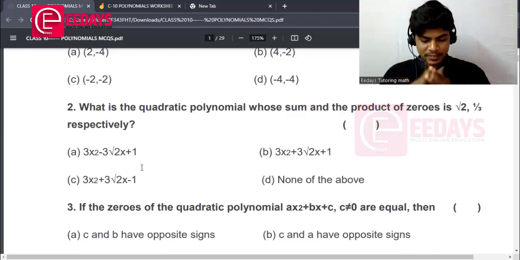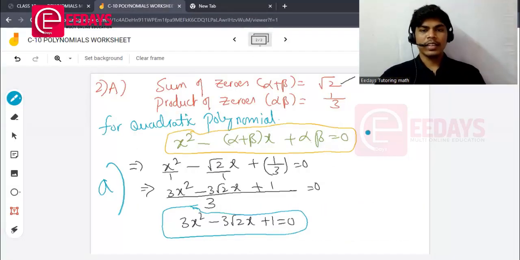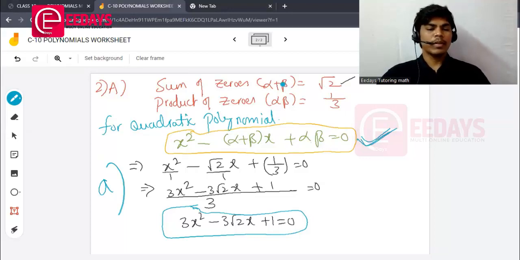Some people are choosing the options without reading the question, they just blindly guess the answers. All the options look similar. In that case, you should definitely do it on your own. This equation is very, very important when they give the sum of zeros and product of zeros. This is the quadratic polynomial: x square minus alpha plus beta into x plus alpha beta is equal to 0. It is a standard form. After substituting 1 by 3, you should take 3 as LCM. That is the key step.